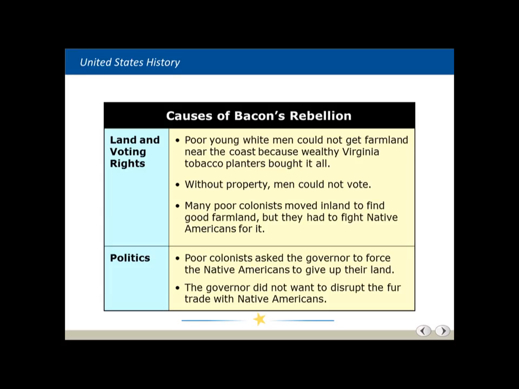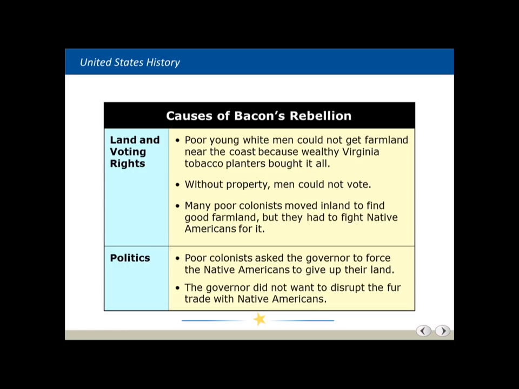Again, Bacon's Rebellion was over many things. It was over land and voting rights. Okay, poor young white men couldn't get farmland near the coast. It was all bought up. They were frustrated. Remember, at this time period, if you didn't have land, you couldn't vote. So it was very easy to get shut out of the whole political process in the New World.